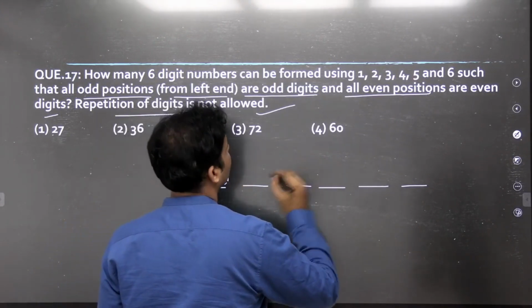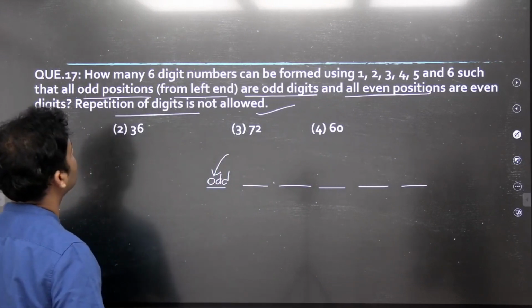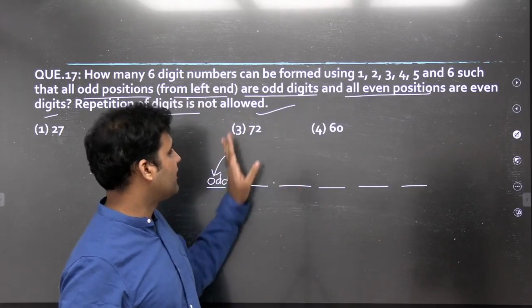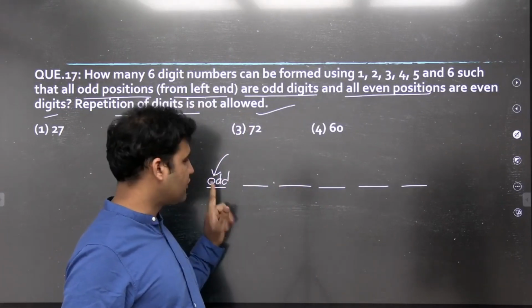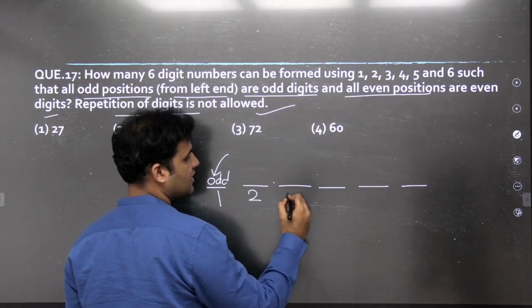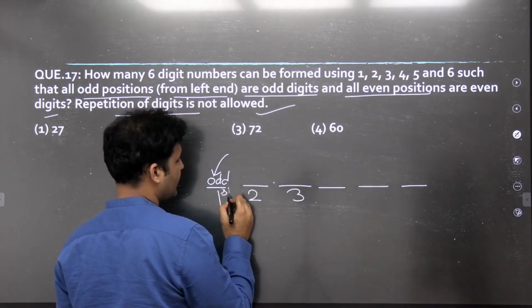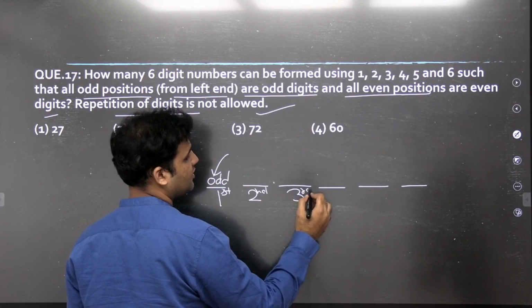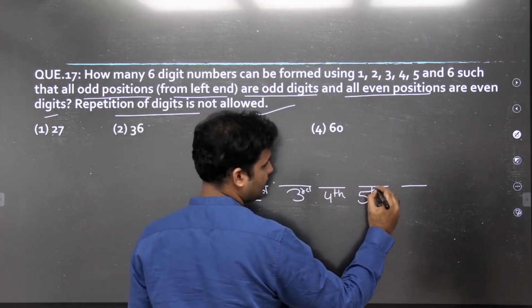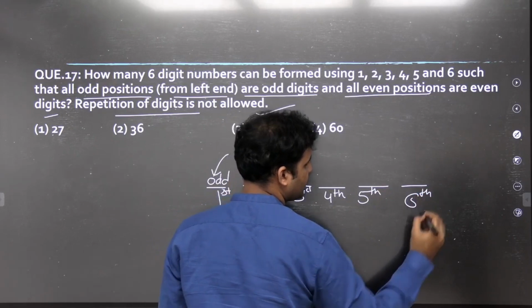This is position number... from the left hand, guys, right? You have to look at the positions from the left hand. So left hand is this side, so you have to start counting from here. So this is the first position, this is the second position, this is the third position, right? First position, second position, third position, this is the fourth position, this is the fifth position, and this is the sixth position.